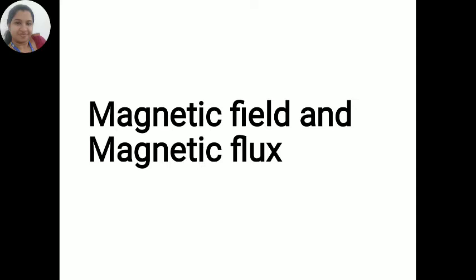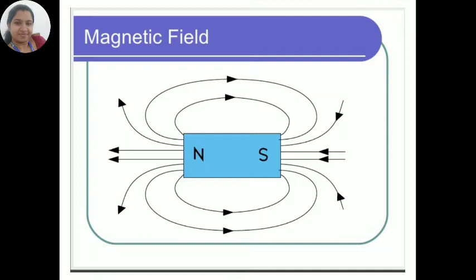Today's session is magnetic field and magnetic flux. So here in this diagram, a magnet is given. We are all familiar that a magnet has a north pole and a south pole. If you divide this magnet into two pieces or three pieces, then we get three magnets with two poles each. A magnet with a single pole is not possible. Any magnet consists of two poles, a north pole and a south pole.